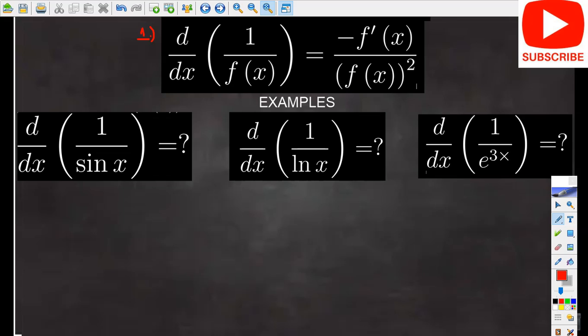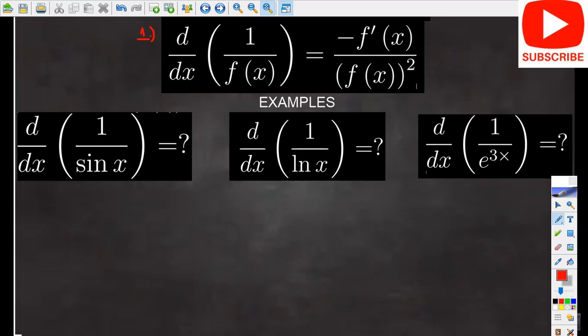In the first one it says d over dx of 1 over f of x. As you can see, the f of x function is in the denominator. In this case, if I try to differentiate this function, my shortcut method is going to be negative f prime x divided by f of x to the power of 2. Alright, so let's put this method in motion.